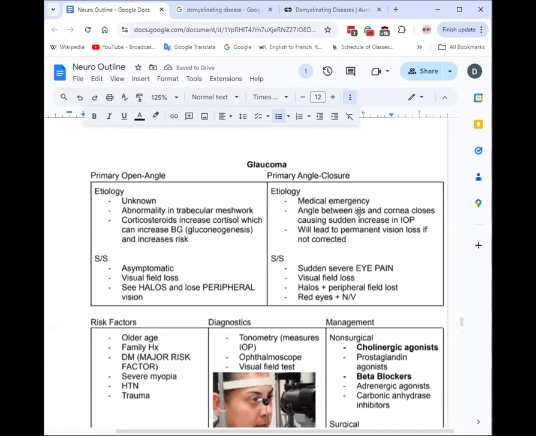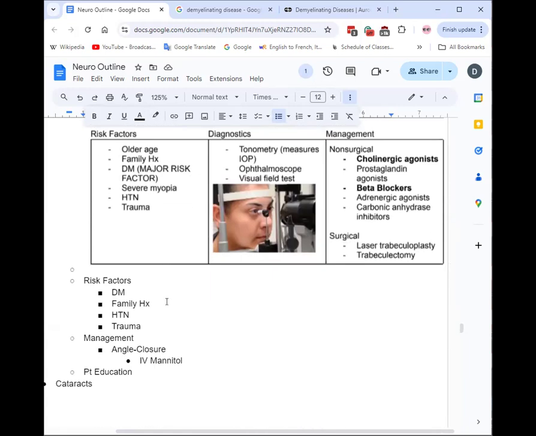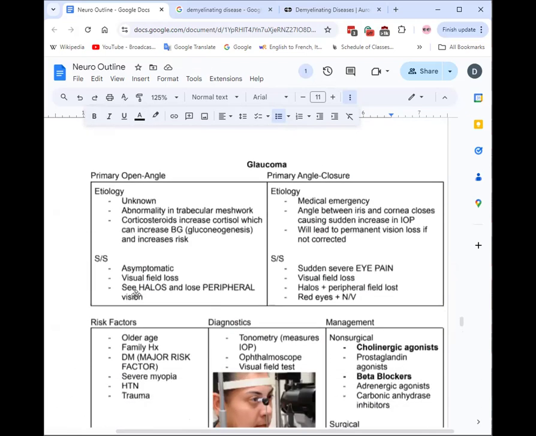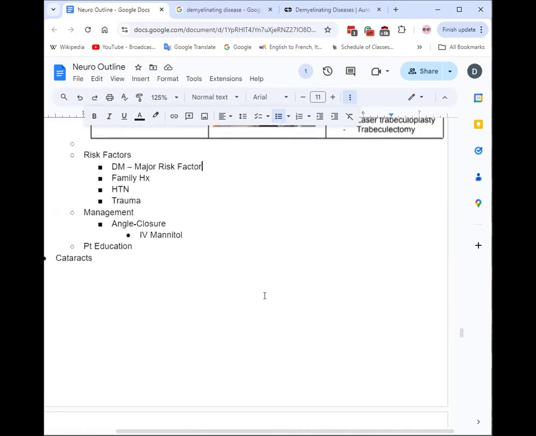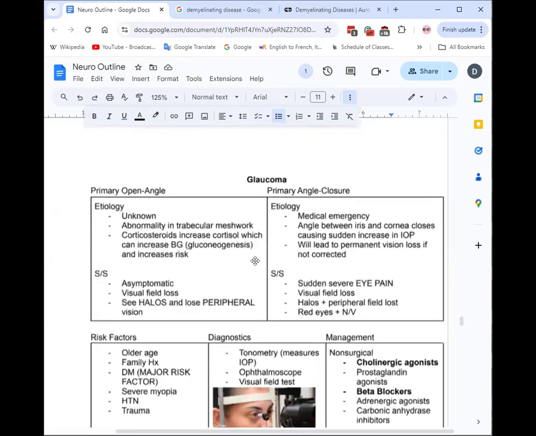Here's a little table so you can compare and contrast. I wrote down some of the risk factors you'll see here: diabetes, family history, hypertension. Again, diabetes is a major risk factor. So, the usual suspects. Here you have some of the signs and symptoms, and it's all here.